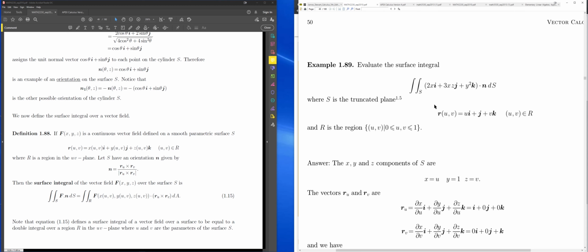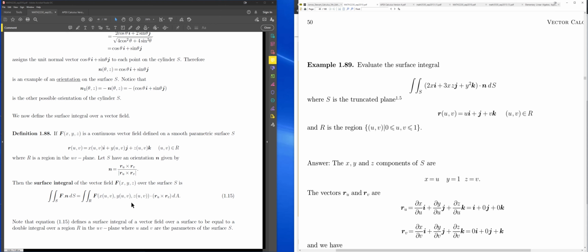This, in fact, is a truncated plane. I'll show you some diagrams illustrating all of this. But the first thing I want you to get is that this is an example of a surface integral. You have a vector field, and you're integrating over a surface S. This surface S has a direction or orientation that comes from the expression r_u cross r_v.